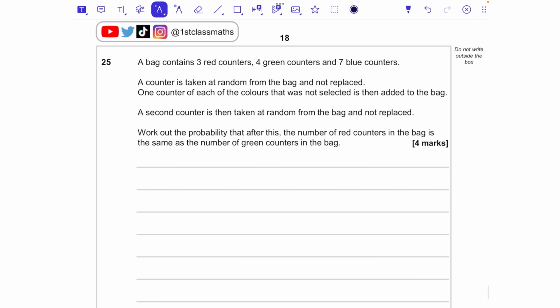A bag contains 3 red counters, 4 green counters and 7 blue counters. A counter is taken at random from the bag and not replaced. 1 counter of each of the colours that was not selected is then added to the bag. A second counter is then taken at random from the bag and not replaced. Work out the probability that after this, the number of red counters in the bag is the same as the number of green counters in the bag.